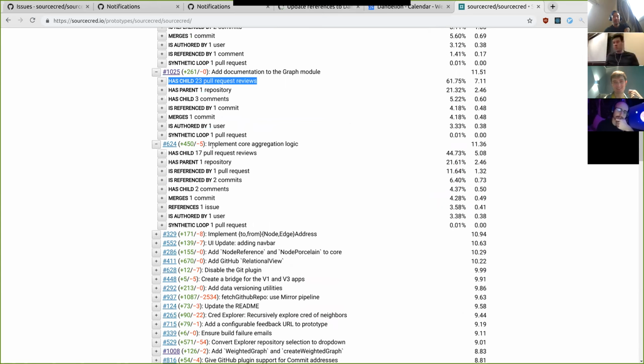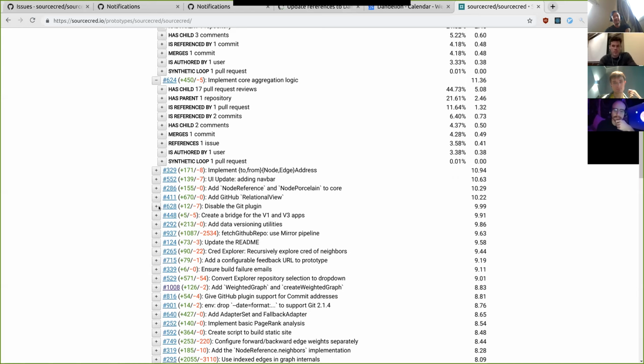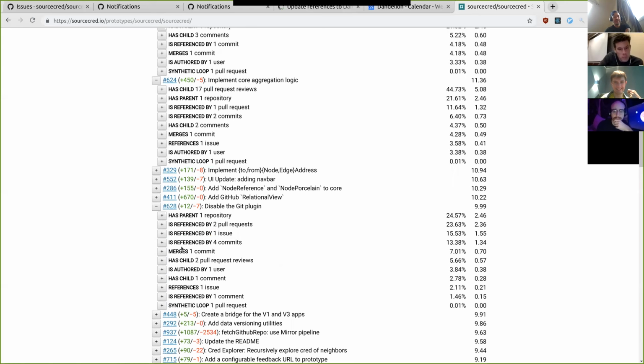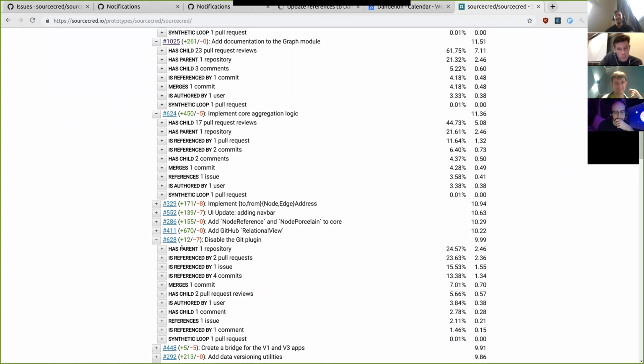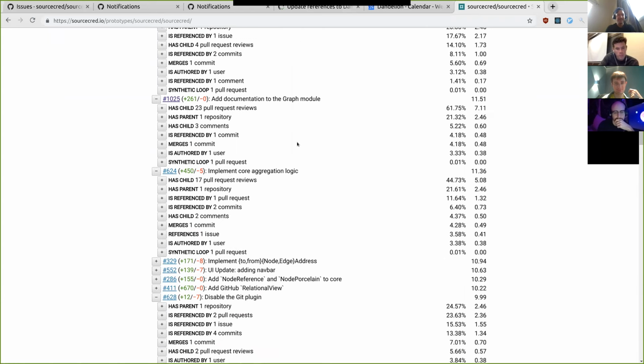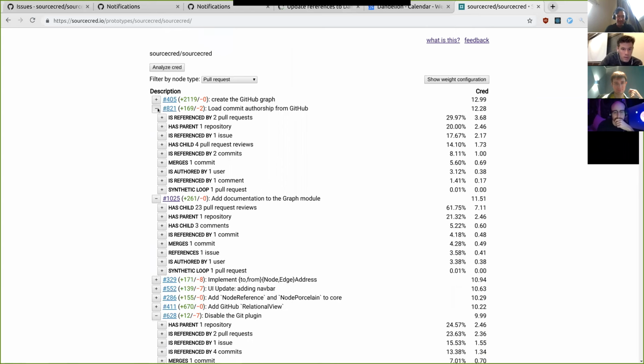Implement core aggregation logic. I think that's actually a fairly important one. It's not as important as implement PageRank, but it's pretty important. And then you have some that are like disable the Git plugin. This just should not, this is a super unimportant PR. So yeah, I would say right now the quality of SourceCred on its own pull requests is uneven at best.